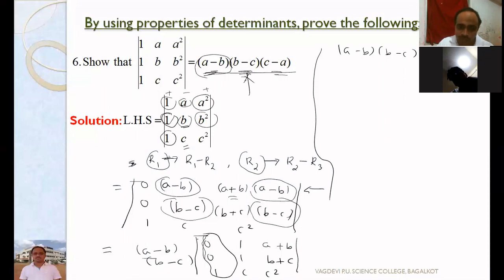What is the sign scheme? Sign scheme, this is plus. After plus, this will be minus. After minus, this will be plus. Plus, minus, plus is the sign scheme. So expand by taking the first column.